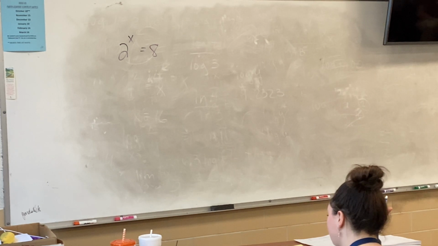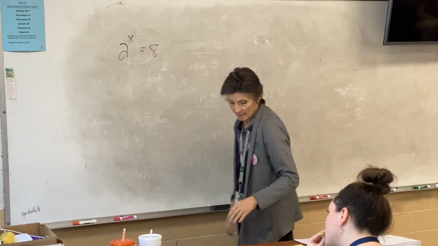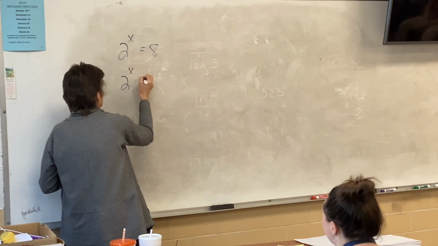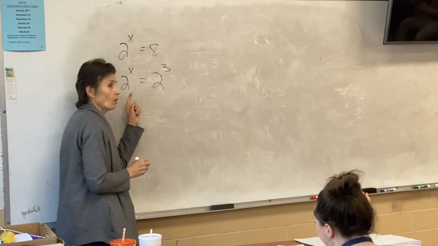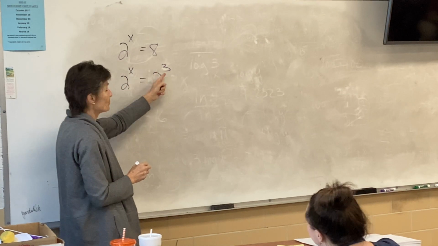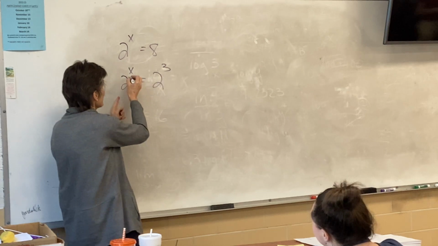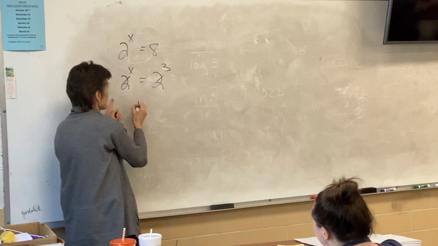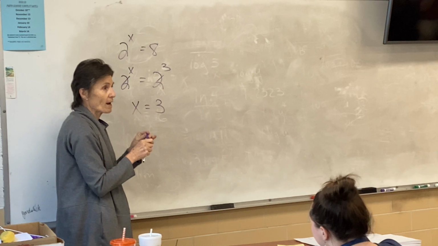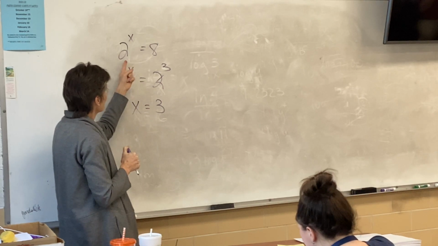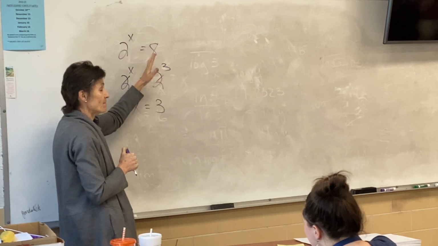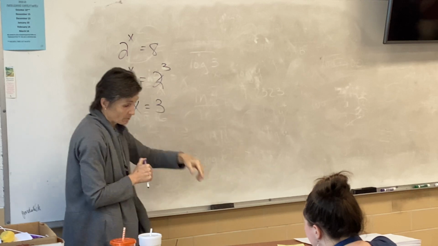So we all know that 8 is 2 to the third, or we should know that 8 is 2 to the third. This is called getting a common base. Once you change this 8 into 2 to the third, then you can forget the 2's and just set the exponents equal to each other. That's going to be our strategy. We're going to try to make these two numbers into the same number, and then we can just look at the exponents.